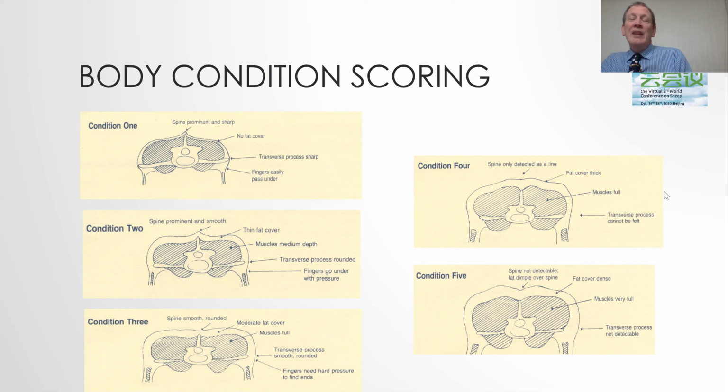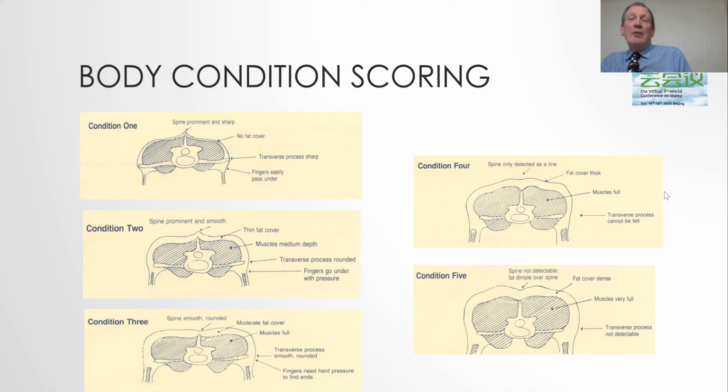subcutaneously on this ewe. And you get to the point where this body condition score 3, you can feel that spinous process, but you have to press fairly hard. And likewise, when you start feeling that transverse process, it's there, but you have to press pretty hard to feel it. And it feels very round rather than sharp, like we saw the transverse process on that body condition score 1.